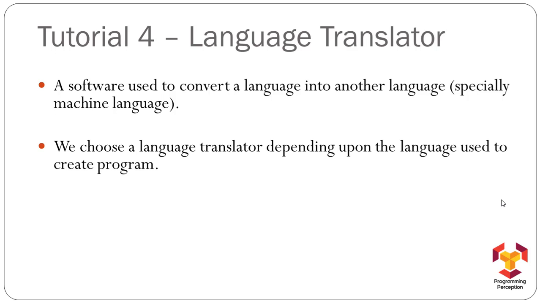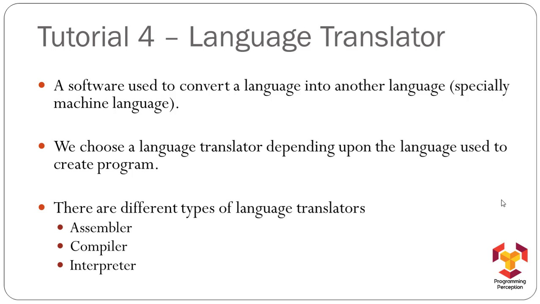Now, what are these language translators? Depending upon the language that we are using, we choose our translator. If we are using assembly language, we definitely use an assembler. So we are going to study about them. But basically there are three types of language translators: assembler, compiler, interpreter.